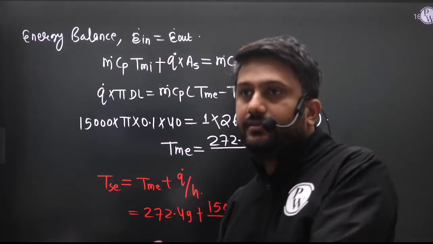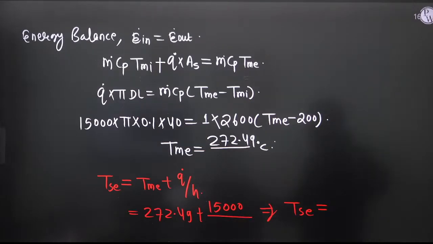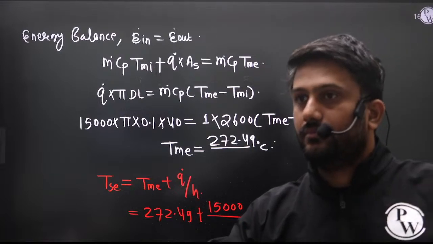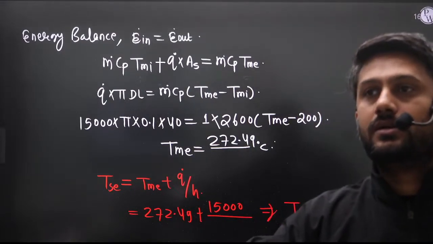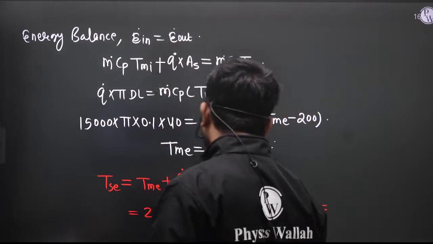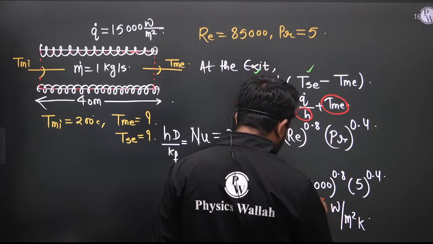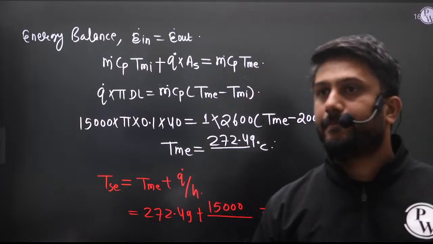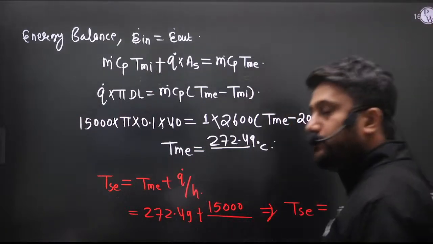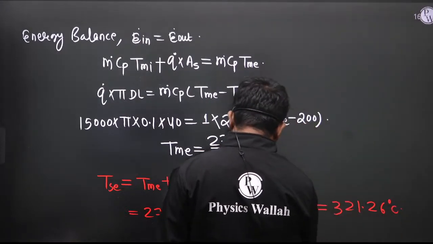What is the value of H? H is 307.56 watt per meter square Kelvin. Now what is Tse? Tse is 321.26 degrees Celsius. This is the Tse.